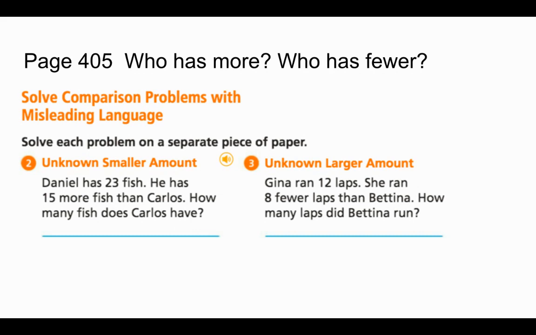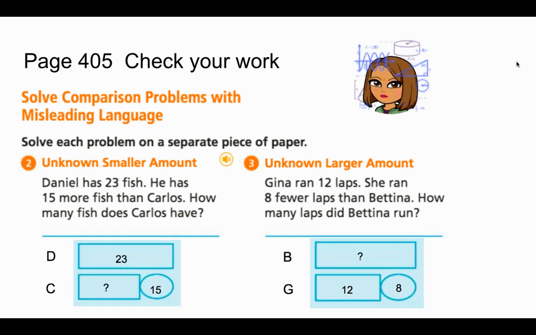So if you put these into a comparison bar, they're going to look like this. All right? Make sure if you don't have your comparison bars drawn that you draw them. You are going to put Daniel at the top. I just labeled it with a D. I put Carlos at the bottom, labeled it with a C. I don't know what Carlos has, so that's my question mark. And I know that Daniel has 15 more than Carlos. So how do I have to figure out that missing addend? I need to subtract, don't I, third graders? 23 minus 15. And your answer is 8.